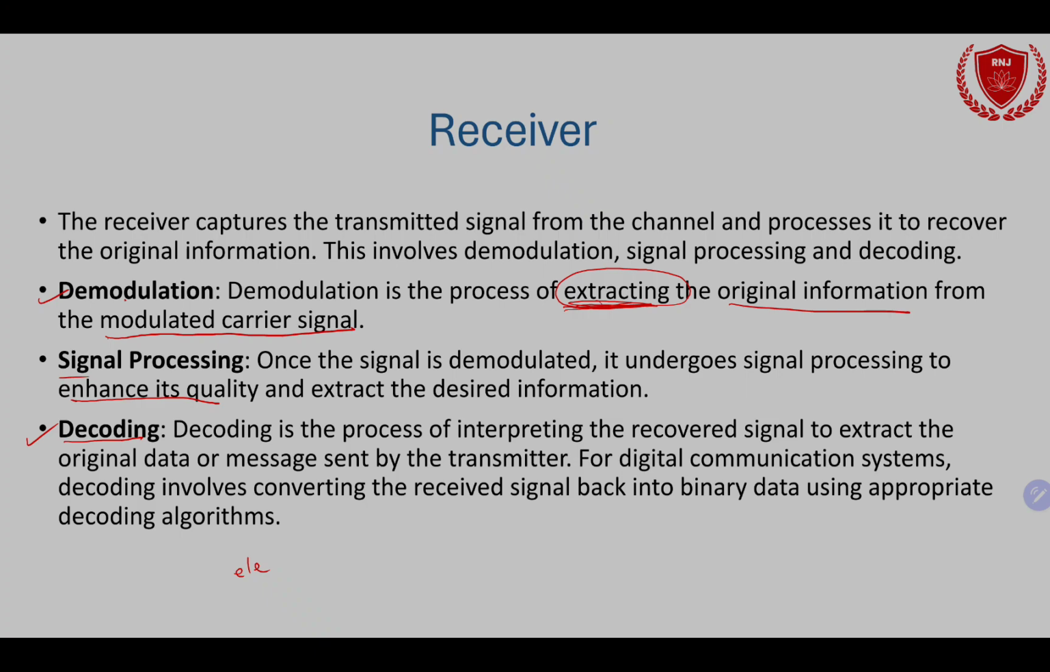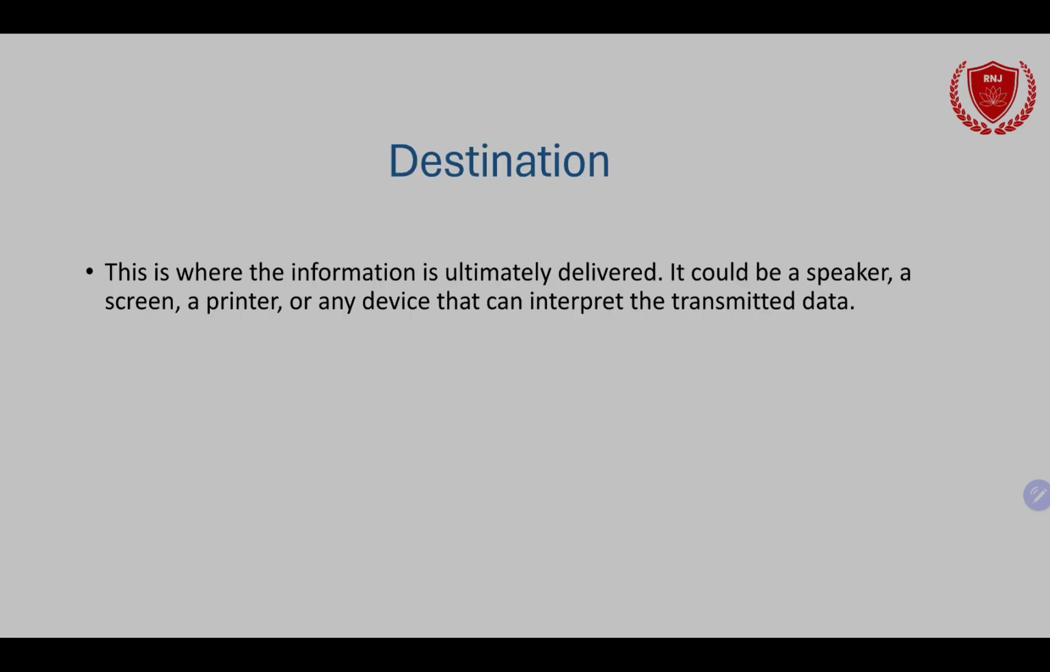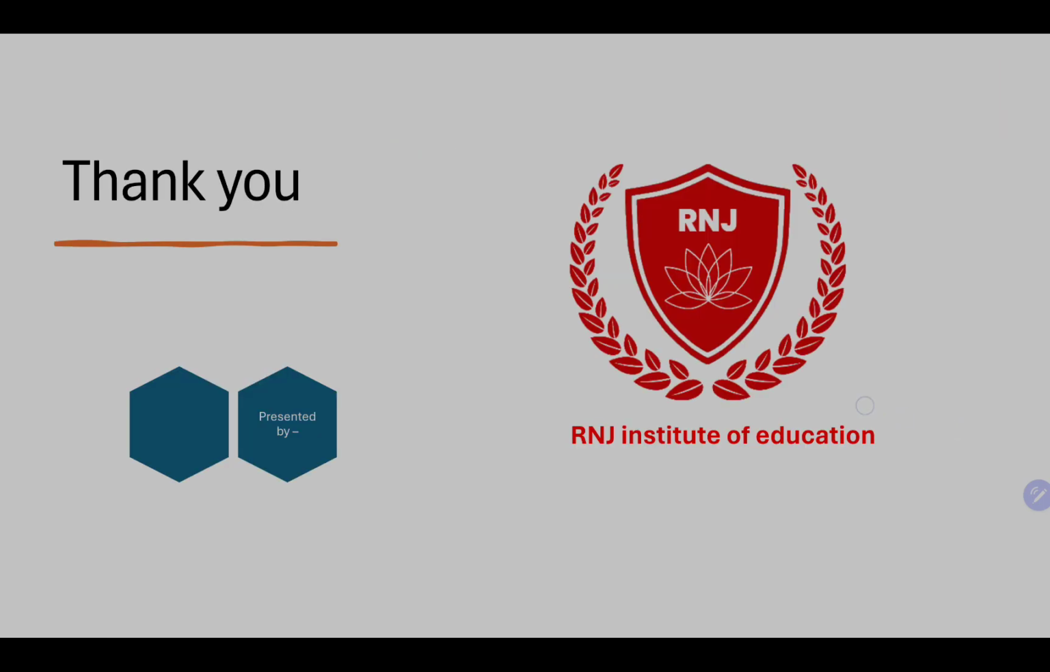So this is the receiver block, and last comes the destination. Destination means up till where we wanted to send it, the final destination. So it can be again a speaker, or it can be a screen, it can be a printer, or it can be any device, right? So this is how our information is transmitted, or this is the block diagram of a communication system.